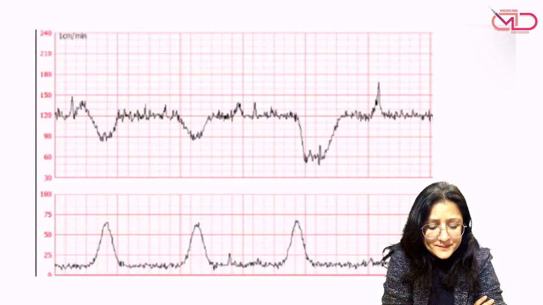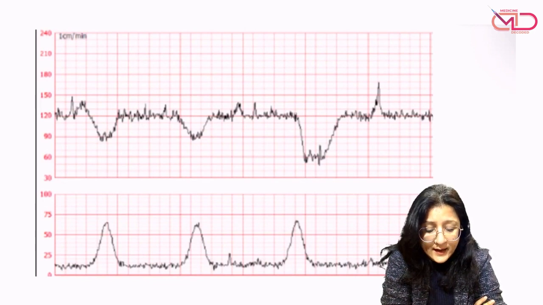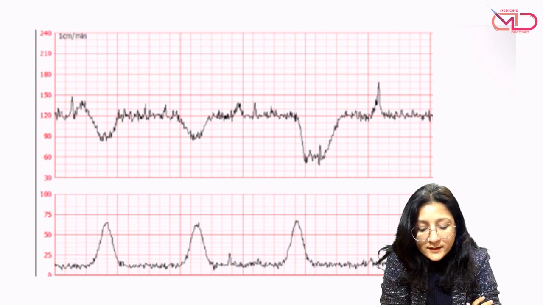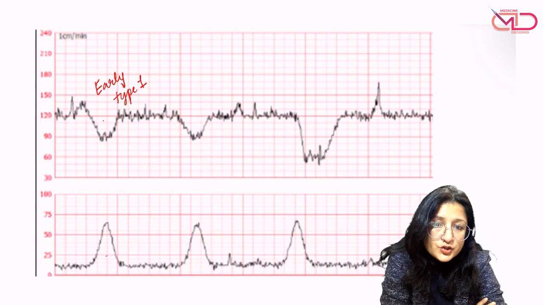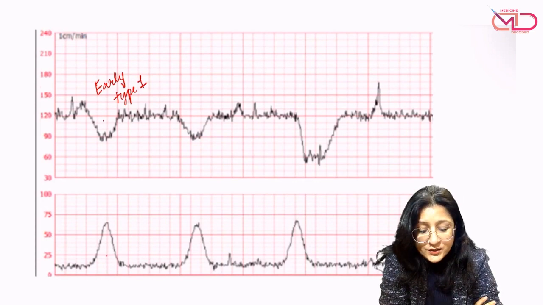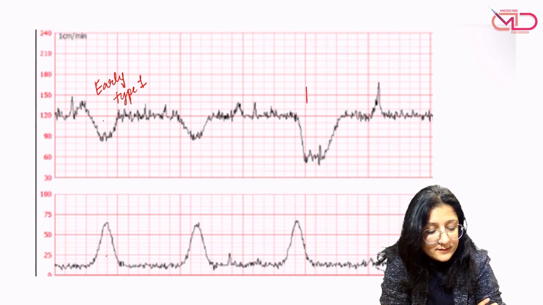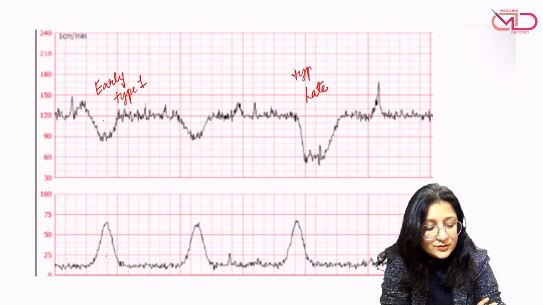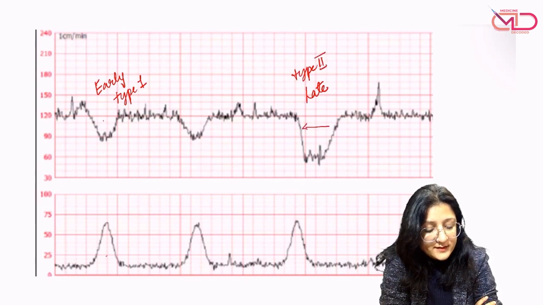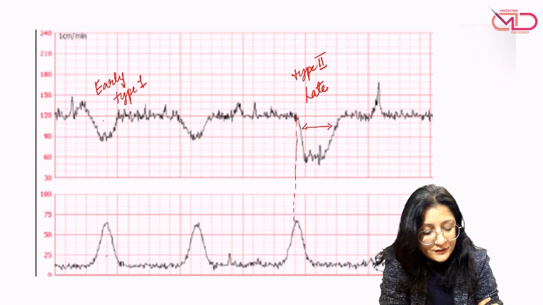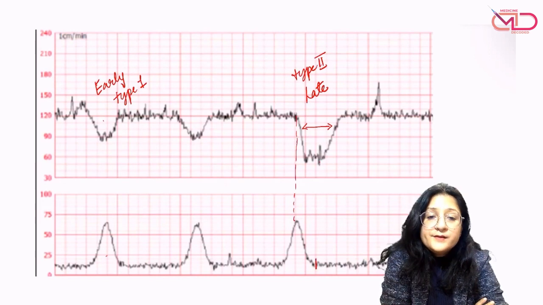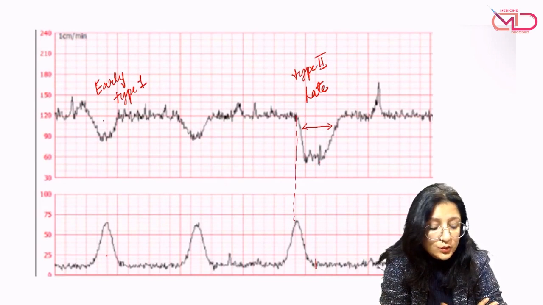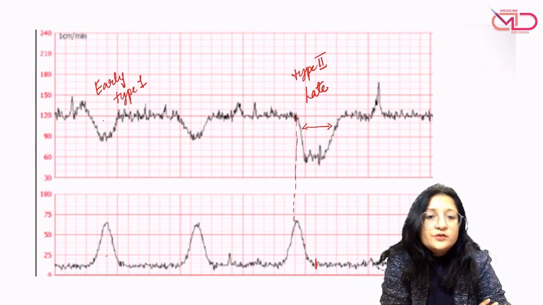So these are two images here side by side, right? The image on the left is showing the early deceleration, or we call it the type 1 deceleration, and we can see that the type 1 deceleration is an exact mirror image of the uterine contraction, right? Here on the right side, this is a late deceleration or type 2 deceleration, where the drop in fetal heart rate is coming after the contraction has already set in and started. And by the time the contraction is over, the fetal heart rate is still low. So it is delayed. It takes some time to recover back. That is the definition of late decelerations.